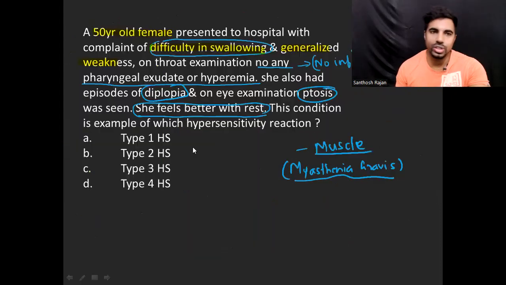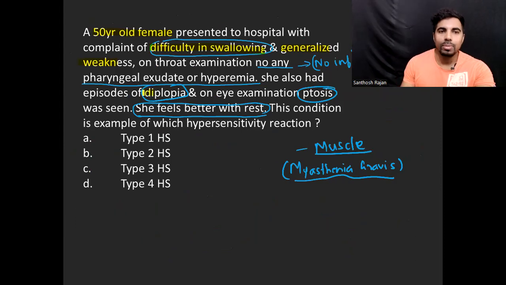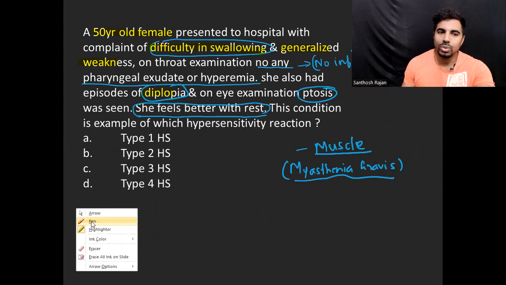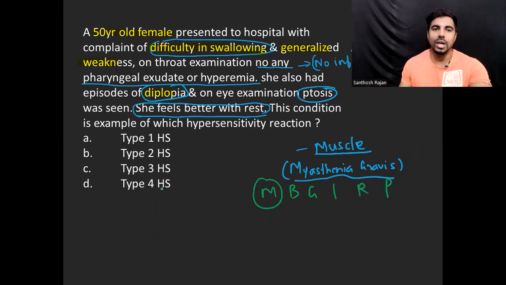Now let's go back to the question. Look at this question now. As we told, diplopia, myasthenia gravis. We already told myasthenia comes in which one now? In the shortcut, my blood group is Rh positive. So I got M here, M for myasthenia gravis. That's it. So your answer should be type 2 hypersensitivity reaction.